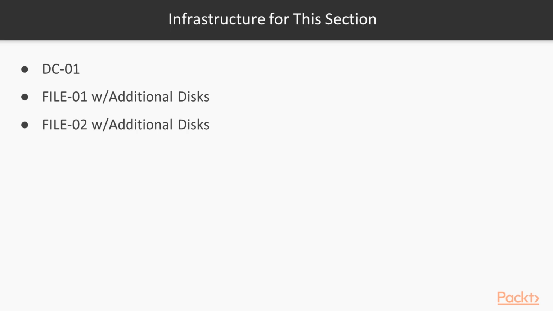So the infrastructure you'll need for this section: our trusty domain controller DC01 should still be up and running. I'm creating two file servers, File01 and File02, and they have additional disks. Now, I'll include some PowerShell to create additional disks and be able to attach them to your server, so there'll be some example code there. Otherwise, if you want to go ahead without the code, you just need to create two disks of the same sizes and attach them to your VM, and we'll take care of the rest as we move through the section. So let's go ahead and move into storage pools.